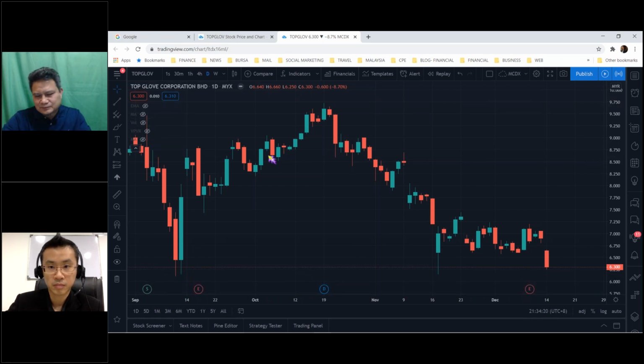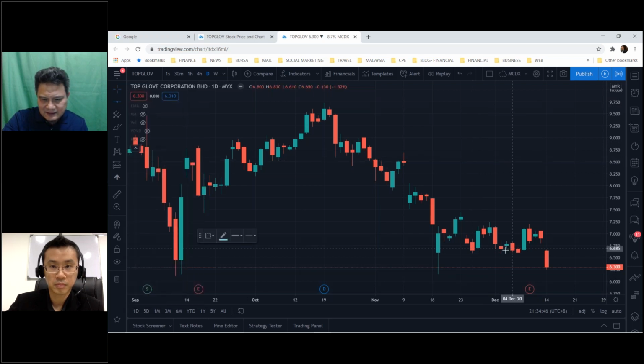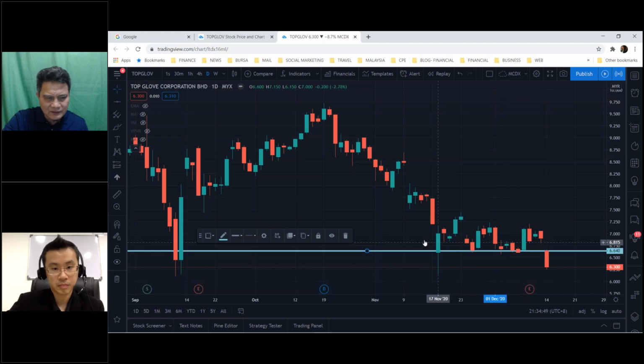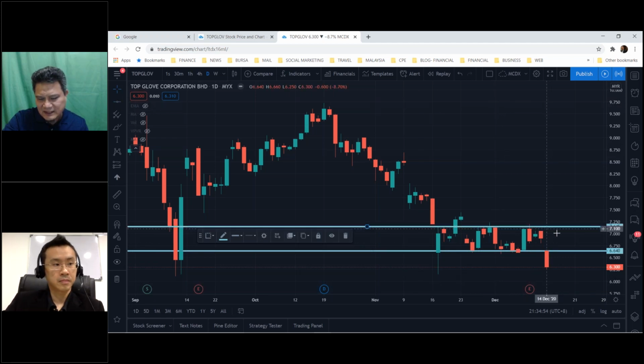Now, by using the candlestick, you can see that the price is dropping. The price is down, and then there is a sideways movement since 17 November. The price moved sideways here and dropped below the channel. You can draw a channel here, based on this. So roughly there's a channel here.